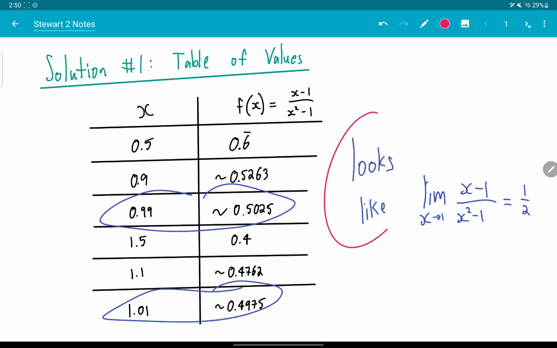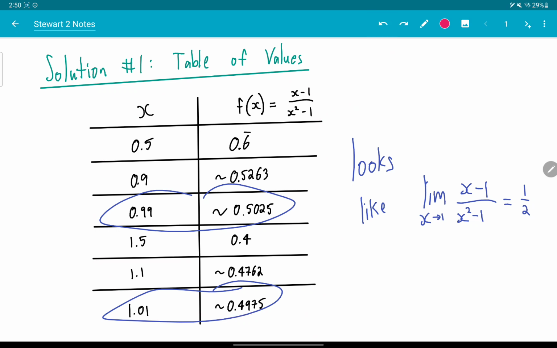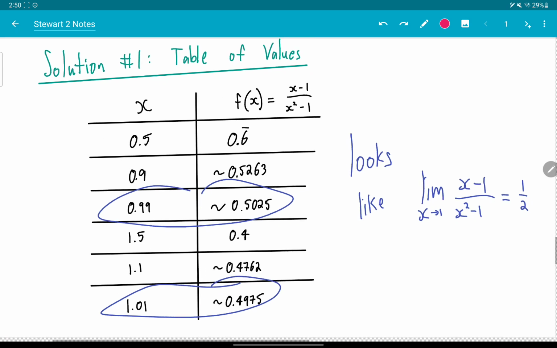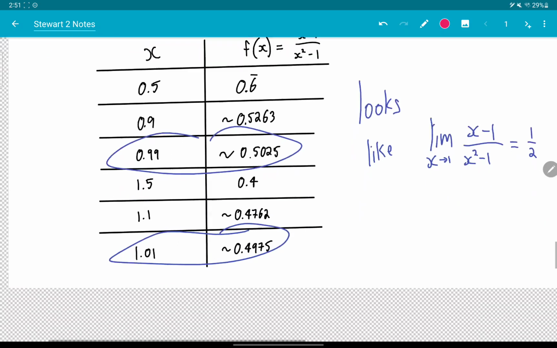It looks like that, but all this stuff here doesn't prove anything. It just gives us an idea of what's happening. This is not acceptable as a solution in this class. Solution number 3 will be the optimal one, the one that's actually accepted. But it does look like we're getting a half here.